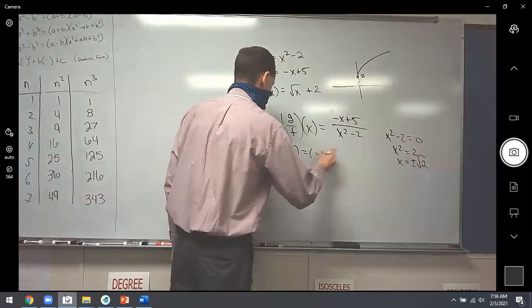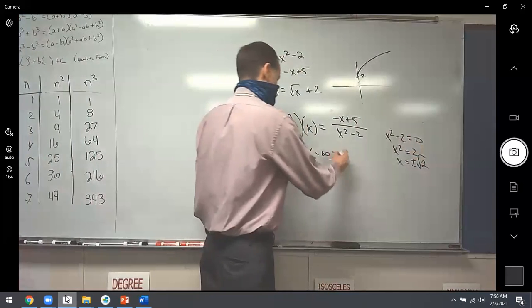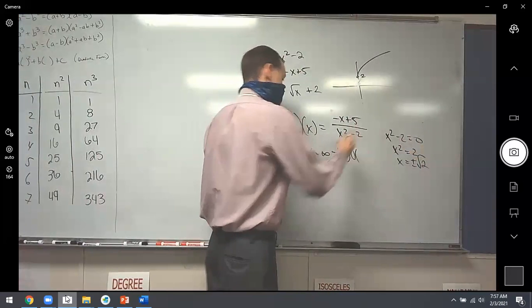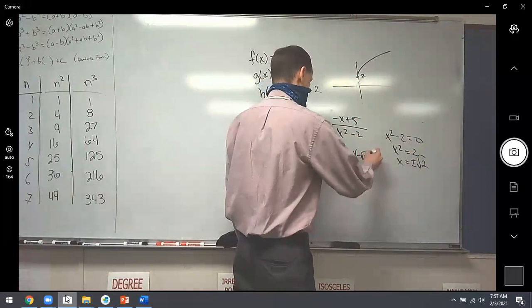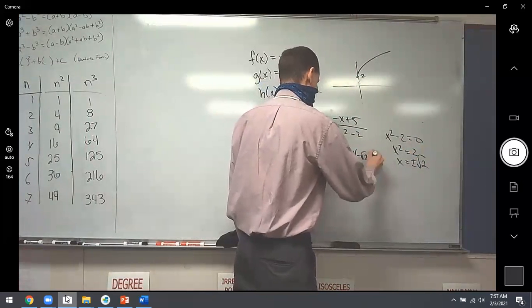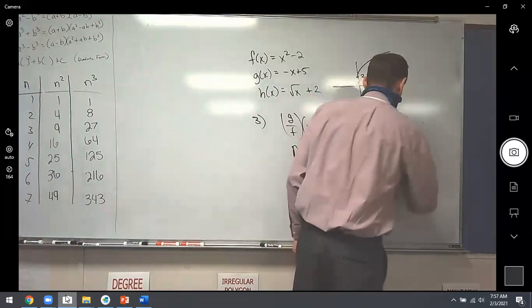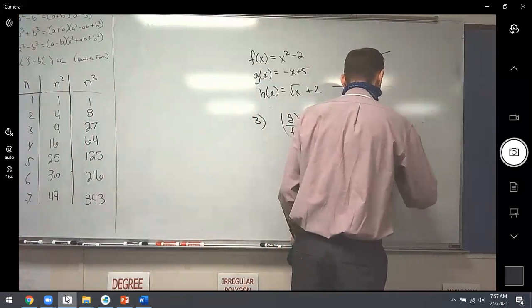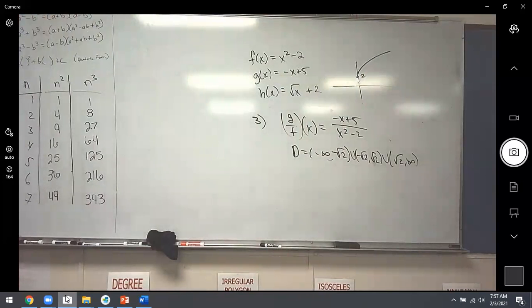So your domain is going to be everything from negative infinity until the first one, negative square root of 2. And then everything from negative square root of 2 to positive square root of 2 is okay. And then, of course, we've got to skip over the square root of 2. That's no good. And then everything from square root of 2 to infinity. So that's why you got to do the work. If you say it's 1.41 instead of square root of 2, I don't give you any credit. You got to do the algebra and get the exact number that causes problems.